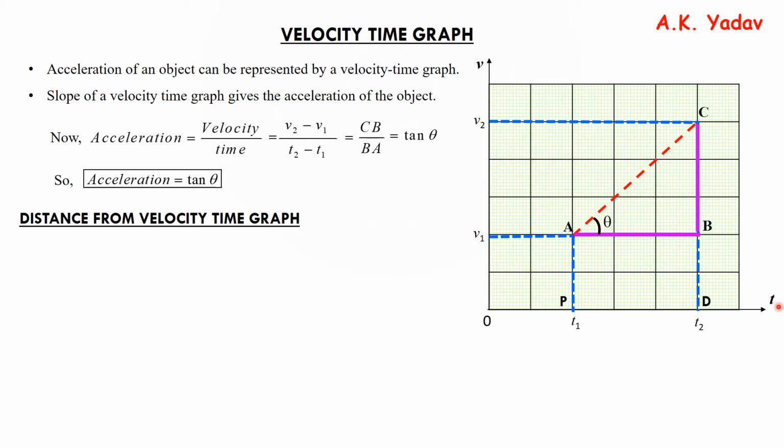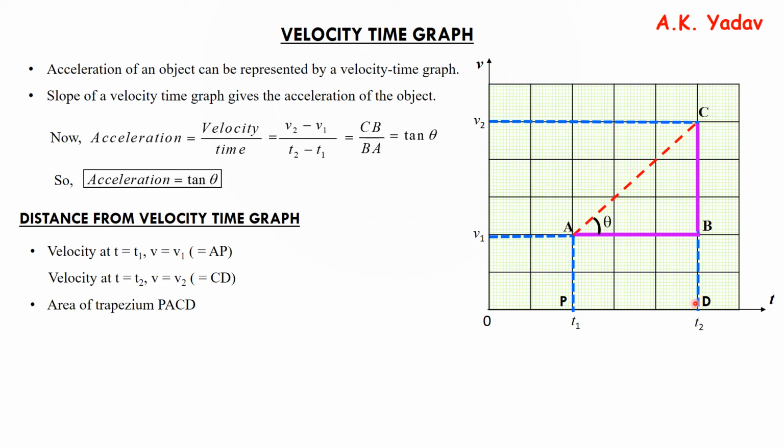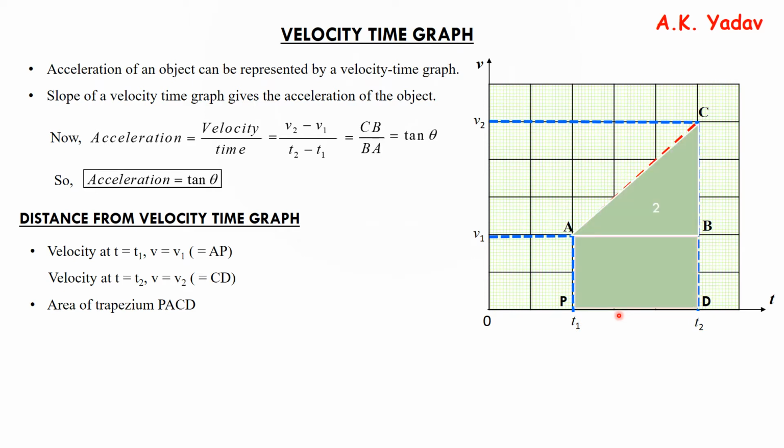Now from the velocity time graph I can find out the distance covered by the body. As you can see, I have marked the points. The velocity at t1 is v1 and the velocity at t2 is v2. At t1 I have represented the velocity by AP and at t2 by CD. Now what will be the area of the trapezium? Which trapezium am I talking about? PACD.